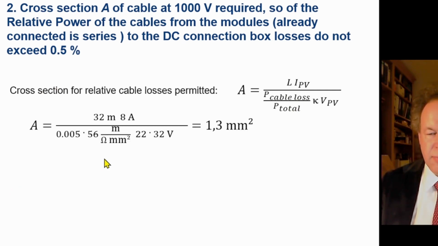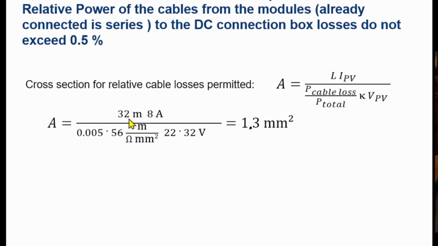If we put in the right numbers now just for a single module, we have 32 meters, and 8 amps goes through that because it's all in series, so we just have a single current. But here for the 1000 volts, we have 22 modules. The voltage at maximum power point is 32 volts, so we have 22 times 32 volts. And this is the loss here, 0.005, and the conductivity of the copper cable. So we arrive at a cross-section area of that copper cable of 1.3 square millimeters.